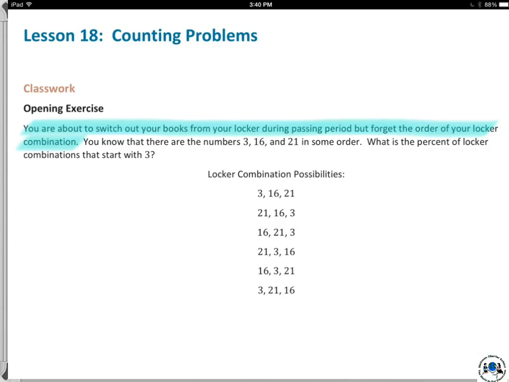Here's our opening exercise. We'll just jump right into it. You are about to switch out your books from your locker during passing period, but forget the order of your locker combination. I'll explain some of these things to you, since most of you have never been to a junior high or high school. Passing period, I guess, just makes common sense.